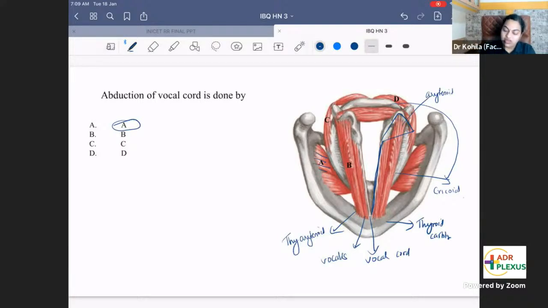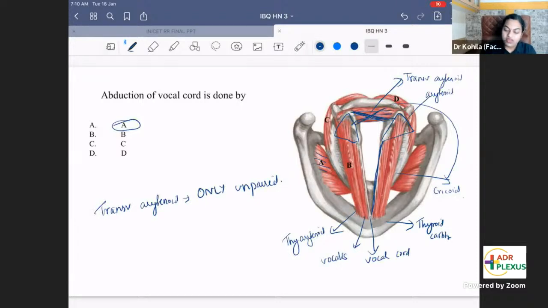Okay. Now I told you this is the arytenoid cartilage. On the posterior surface of the arytenoid, you see a transverse muscle running here. That will be transverse arytenoid. What is special about transverse arytenoid? Transverse arytenoid is the only unpaired intrinsic muscle of larynx. Okay. And crossing it like this will be your oblique arytenoids.